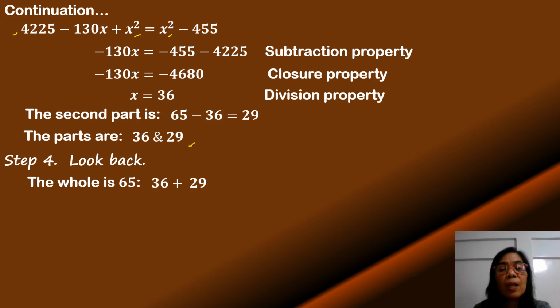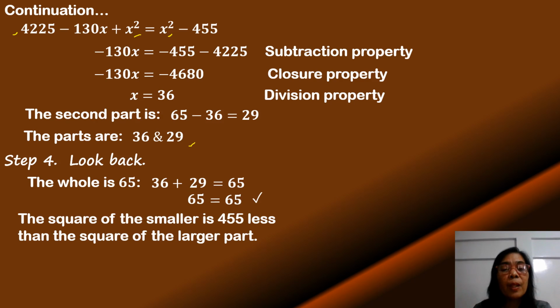That means the sum of 36 and 29 must be equal to 65. So having obtained this identity, 65 equal to 65, that means the first condition is satisfied. The second condition is that the square of the smaller is 455 less than the square of the larger part.